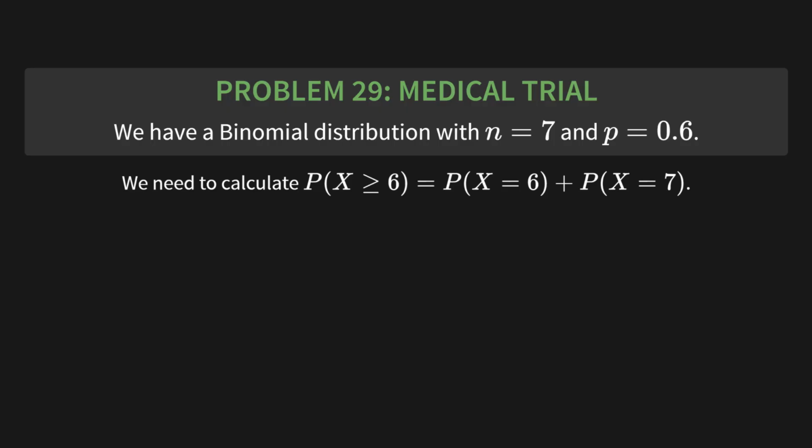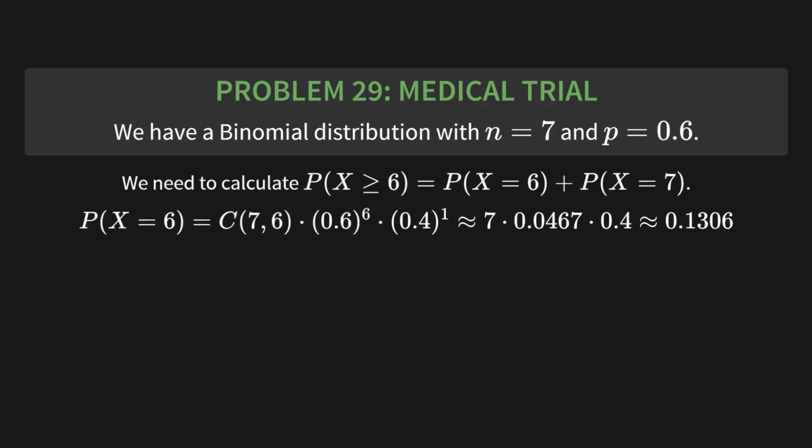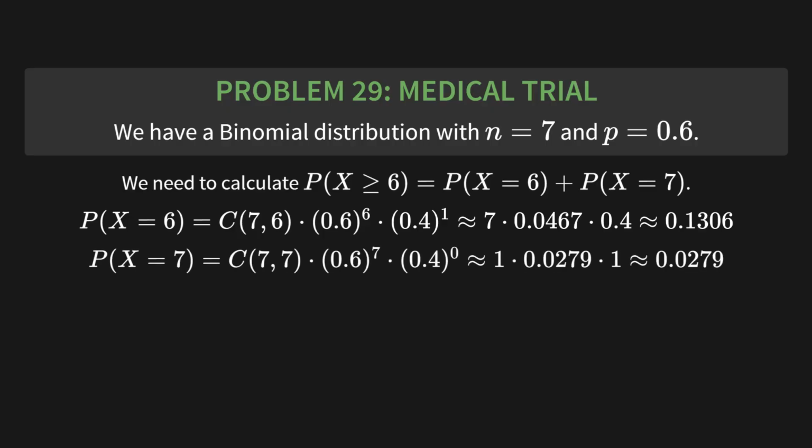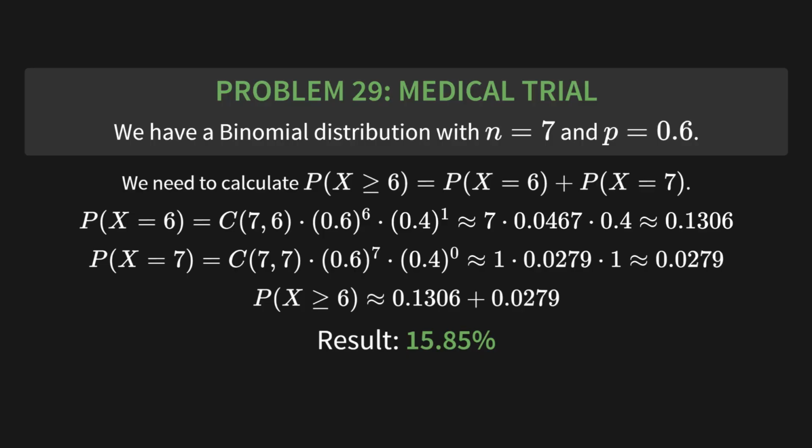Let's do P of X equals 6 first. That's C of 7, 6, times 0.6 to the 6th, times 0.4 to the 1st. That gives us approximately 0.1306. Now for P of X equals 7. That's C of 7, 7, times 0.6 to the 7th, times 0.4 to the 0th power. And that comes out to about 0.0279. Now we just add them up. 0.1306 plus 0.0279 gives us our result, 15.85%.